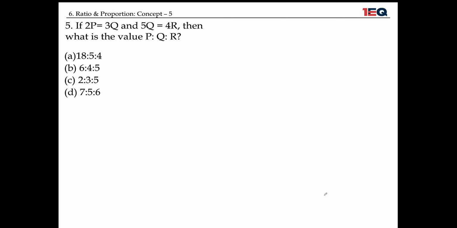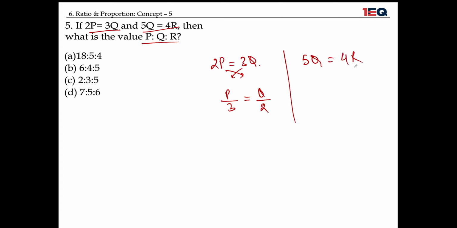Okay, I hope everybody is pretty satisfied with it. Moving to the next question. 2p is equal to 3q and 5q is equal to 4r. Okay, and P is to Q is to R needs to be decided. From the equation 2p is equal to 3q, I decide that they must go in the denominators to be useful. P upon 3 is equal to Q upon 2. Similarly, 5q is equal to 4r. So moving these in the denominators, Q upon 4 is equal to R upon 5.